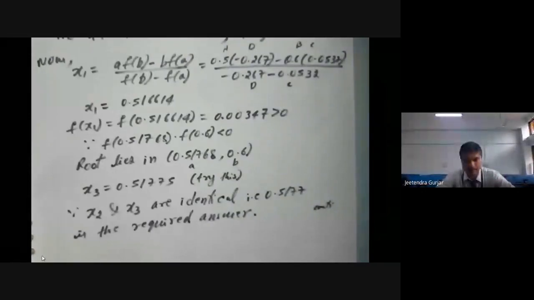Yes, Saurav has the correct answer. Khalid got the correct answer. Shivanand, Arti, Neha have got it. Okay. See that you get the correct answer in the calculator. The x3 value, just as I have told you, is AD minus BC divided by D minus C.